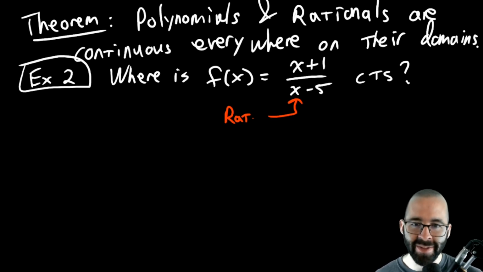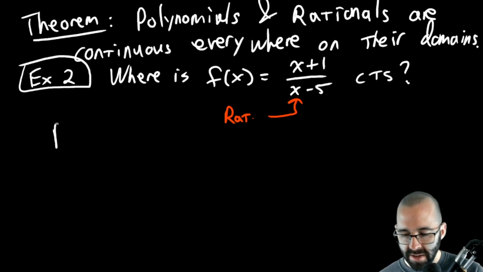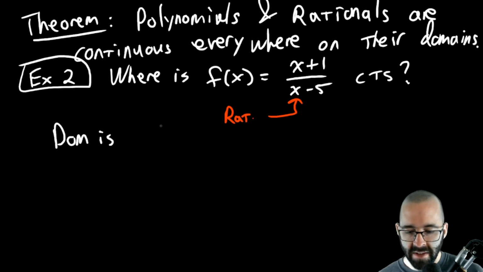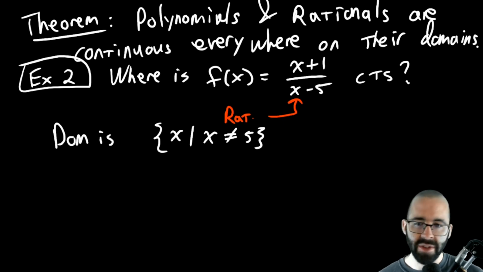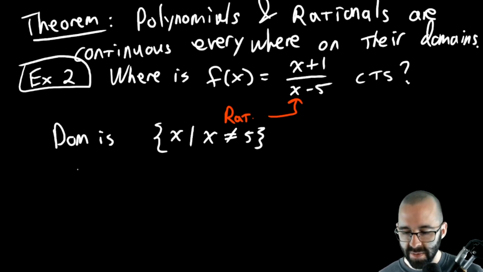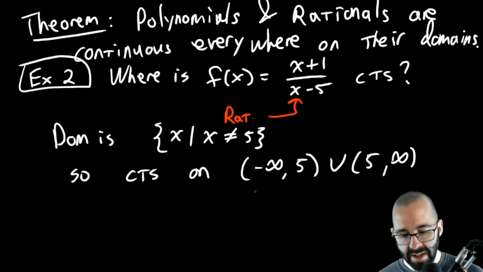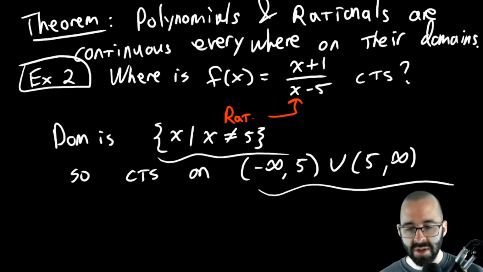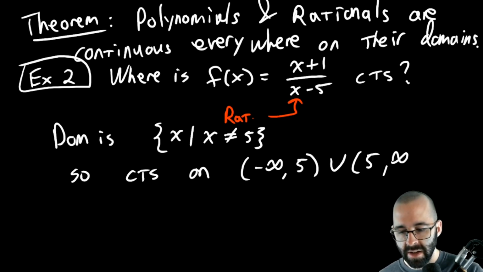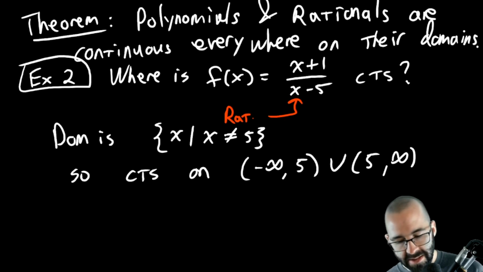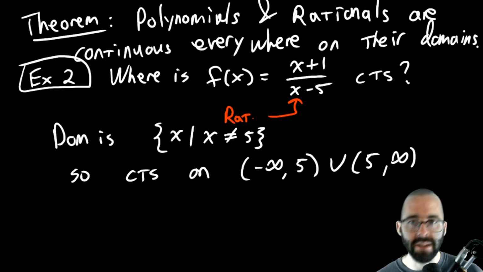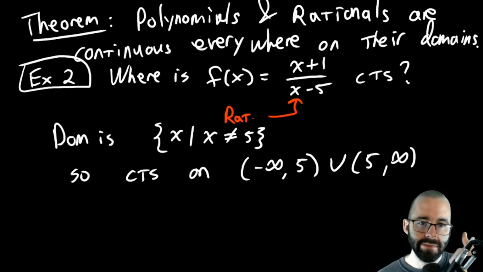It's a rational function. So rational functions are continuous everywhere on their domains. So what's the domain? It's everything except for 5. The set of all x such that x is not equal to 5. There's other ways of writing that. So it's continuous on this same interval. I'm just writing the same answer in different ways. Interval notation, set builder notation, they mean the same thing. All right. It's rational. That's its domain. So it's continuous everywhere on its domain. And that's our answer. That's pretty much it.